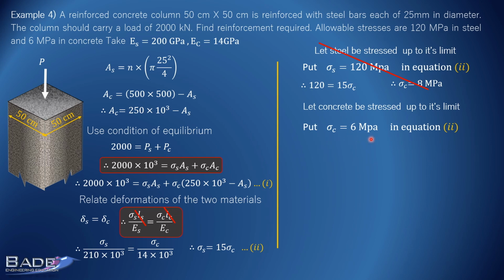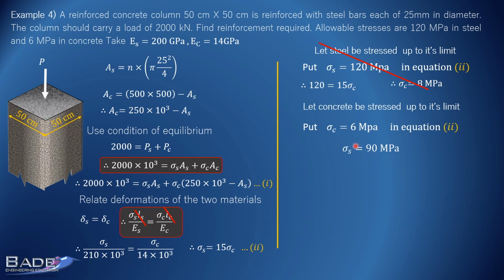So under this 2000 kilonewton load, let's assume that stress in concrete is at its limit, that is 6 megapascal. So put sigma c as 6 megapascal in equation 2. So what you will get, sigma s is equal to 15 into 6, that is 90 megapascal. Stress in concrete is 6 megapascal, so it is allowable stress. So no problem at all. And stress in steel is 90 megapascal, so it is less than 120 megapascal. So it is also safe.